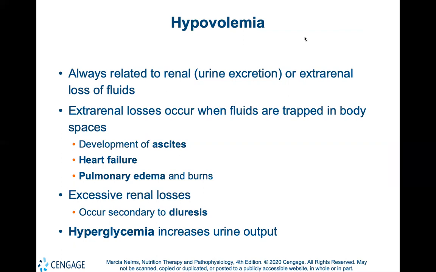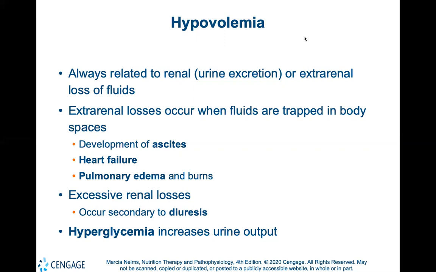diarrhea. Losses through skin occur during exposure to heat, such as increasing body temperature or fever, or increased environmental heat. Other losses occur when fluids are trapped in body spaces, such as the development of ascites in the peritoneal cavity and heart failure, and pulmonary edema in the lungs or in burns. This third spacing of fluid results in a net loss of extracellular fluid.